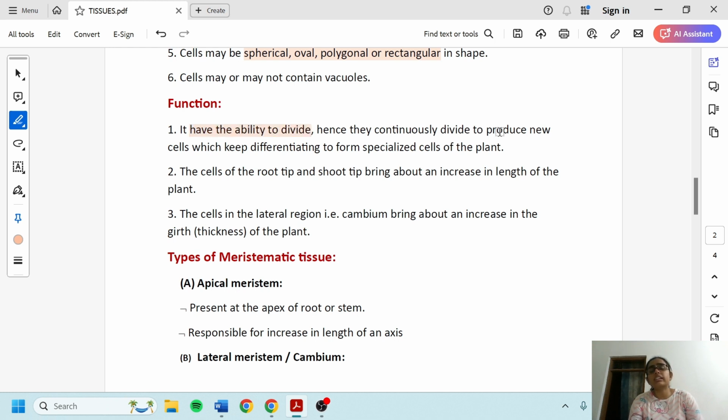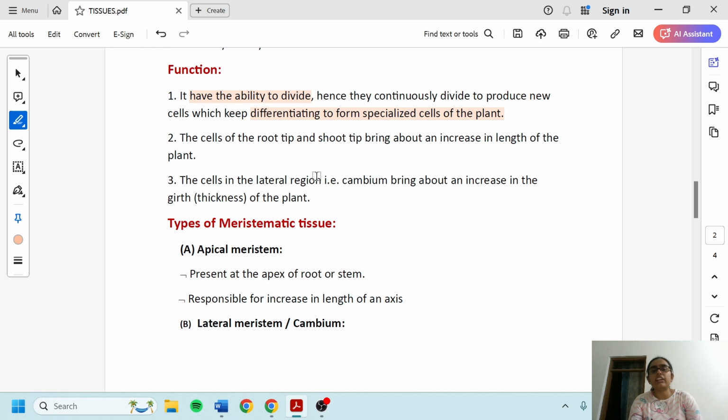Hence, they are continuously divided to produce new cells, which keep differentiating to form specialized cells of the plant. The cells of the root tip and shoot tip bring about an increase in the length of the plant, and the cells in the lateral region, that is cambium, bring about the increase in the thickness of the plant.